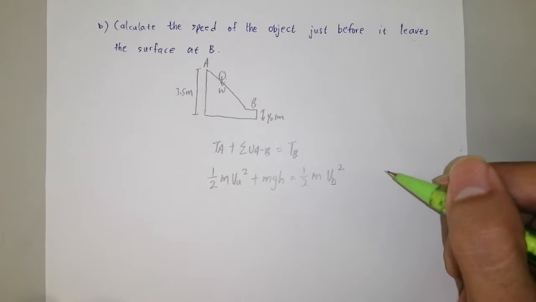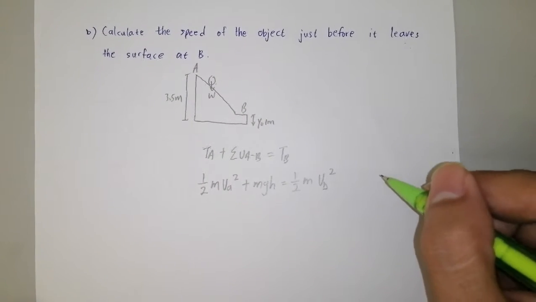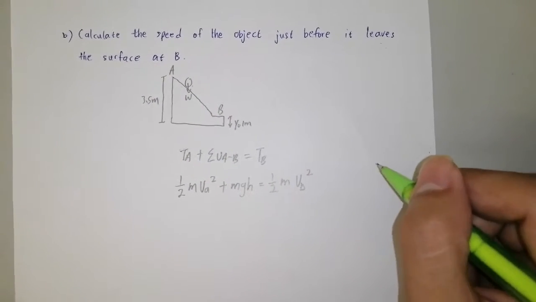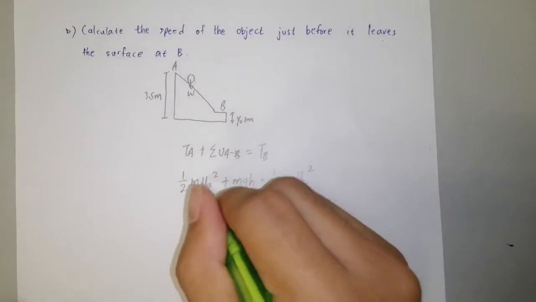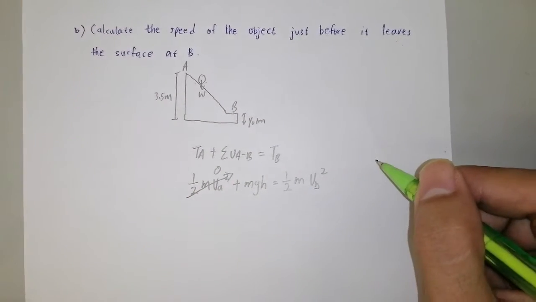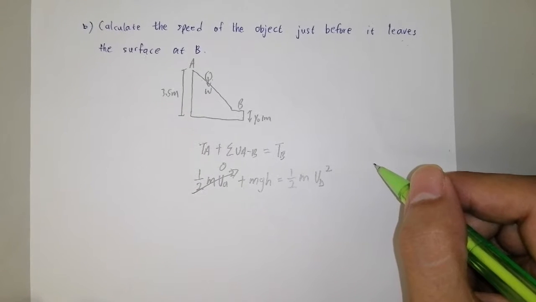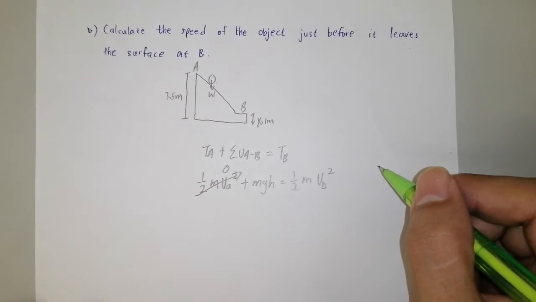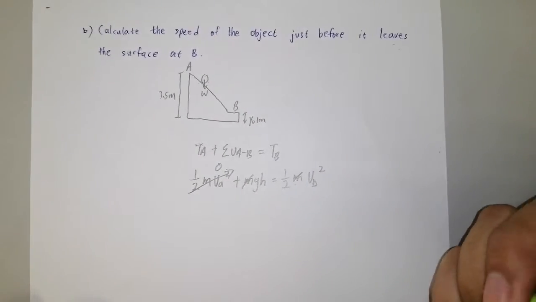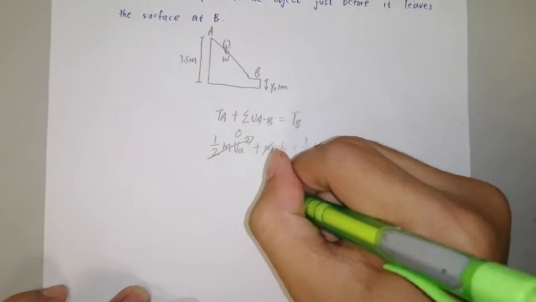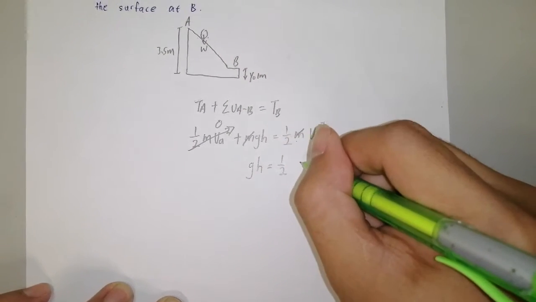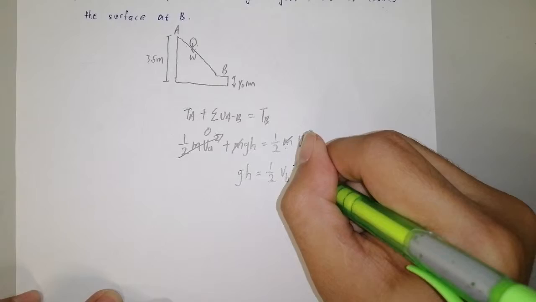Since the question mentioned the ball is released from rest, we can assume velocity A is 0. So we can cancel out this part, it becomes 0. And then since the mass is the same, we can eliminate the mass. Then the equation is rewritten as gh equal to 1/2 times velocity B squared.